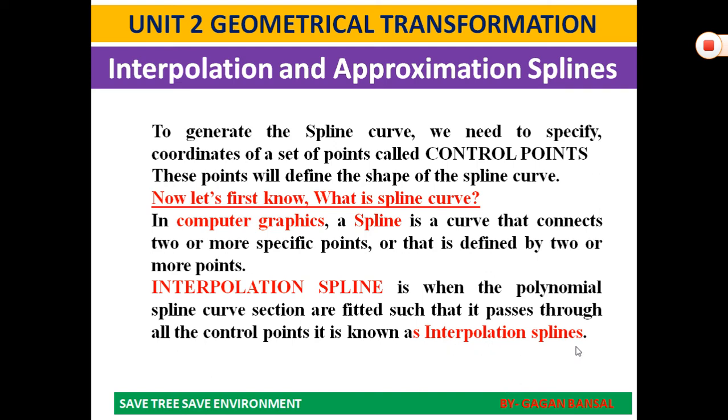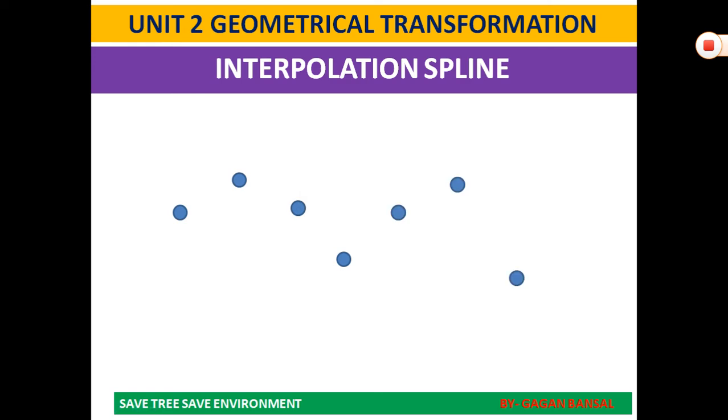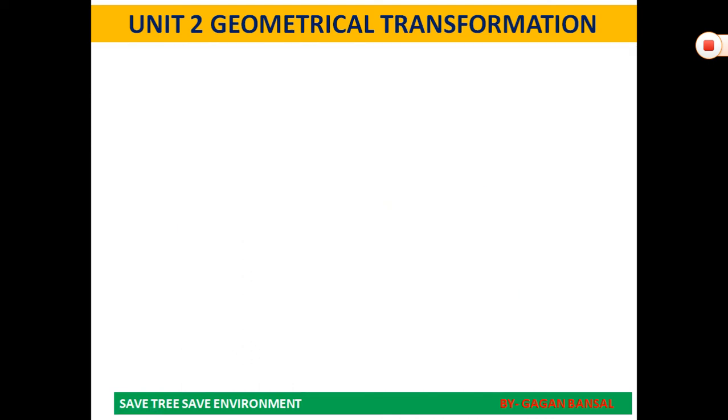What is an interpolation spline? Suppose we are given 7 control points, and if our curve is passing through all the 7 control points, it is known as an interpolation spline curve. Let's see here. Suppose I have a set of control points defined by these small blue dots, named 1 2 3 4 5 6 7, and suppose my curve passes through all the control points. It is known as interpolation.